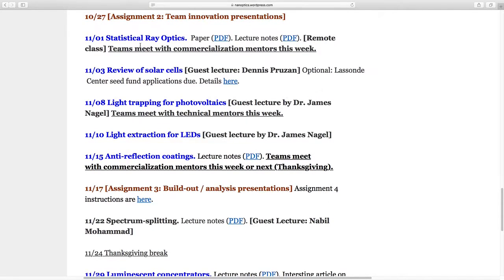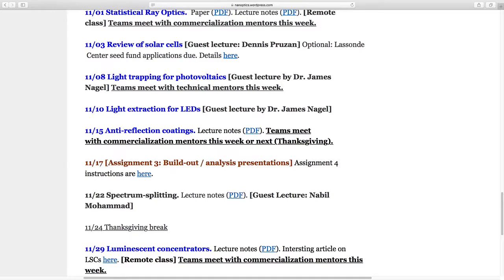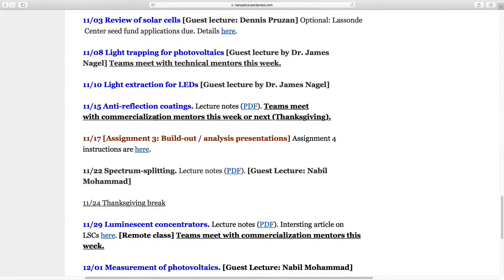November 1st, you have statistical ray optics. This is a very important area for how the efficiency of solar panels has increased. Like I said before, light management and photovoltaics. We'll talk about some mathematics there. Then a review of solar cells, the basic physics of solar cells. We'll have light trapping for photovoltaics, light extraction for LEDs, which I mentioned, and anti-reflection coatings.